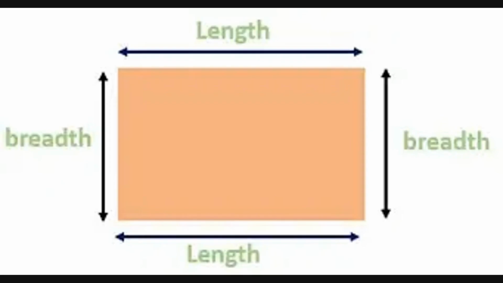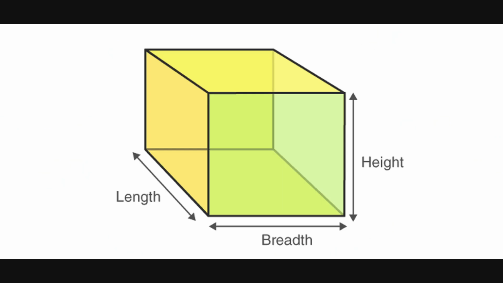A line is a one-dimensional figure because there's only one direction of focus. A square is a two-dimensional figure because there are two directions of focus, the length and the breadth. A cube is a three-dimensional figure because there are three directions of focus, the length, the breadth, and the height.